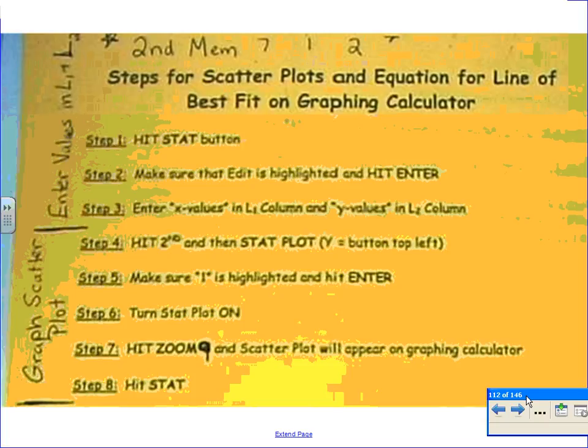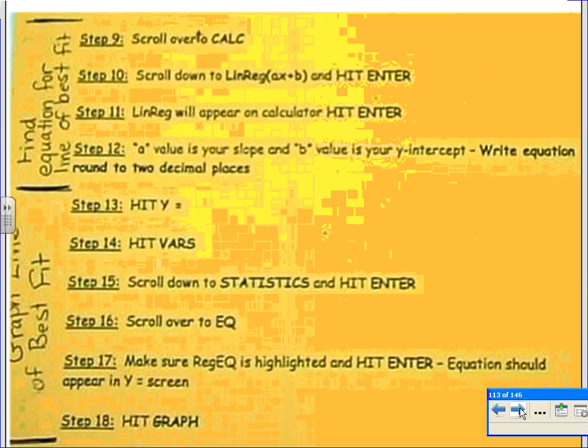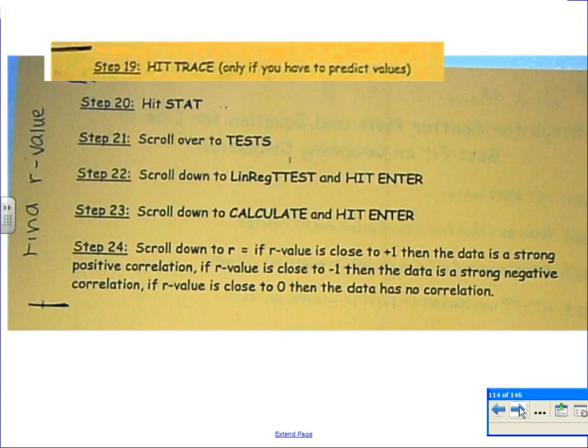So if you look at the smartboard, steps 1 to 3 tell you how to enter data into the calculator. Steps 4 to 8 show you how to graph a scatter plot. Again, on the side, it tells you why you're doing what steps. Okay? The next set of steps, steps 9 through 12, tell you how to find the equation for the line of best fit. Then steps 13 to 18 show how to graph the line of best fit. And then the last part is how to find the R value.